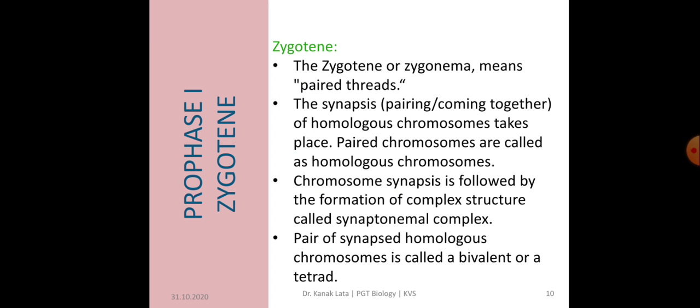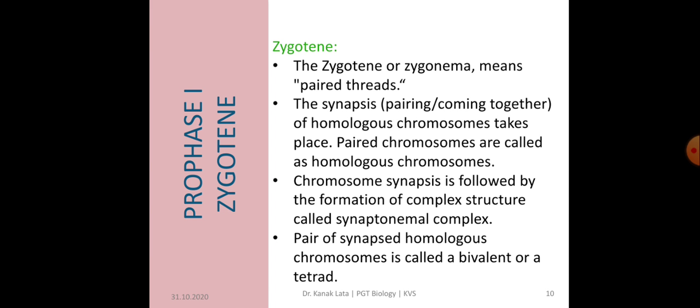Now it is about zygotene. Zygotene or zygonema means paired thread. The homologous chromosomes come to lie side by side in pairs. This pairing of homologous chromosomes is called synapsis.